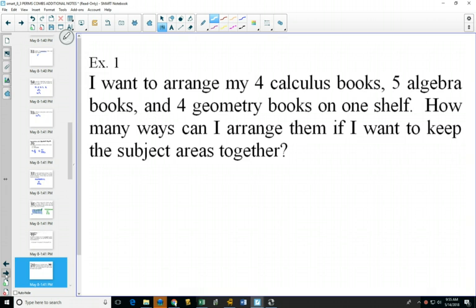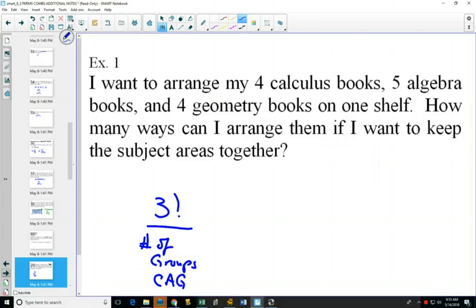So first of all, I'm going to decide how I'm going to rearrange. Am I going to put my calculus books first, then algebra, then geometry, or algebra, then calculus and geometry? So I do that by writing 3 factorial. That is my number of groups: calculus, algebra, and geometry. And that makes sense because if you were rearranging C, A, and G, that would be 3 factorial. That would be the number of permutations.